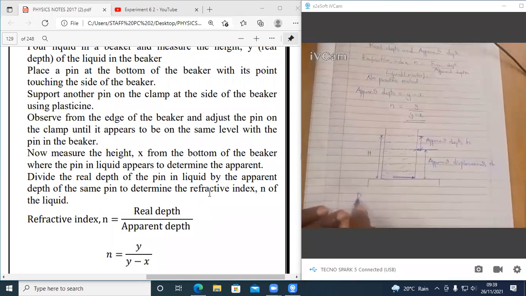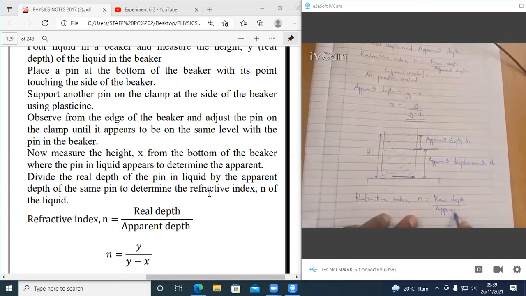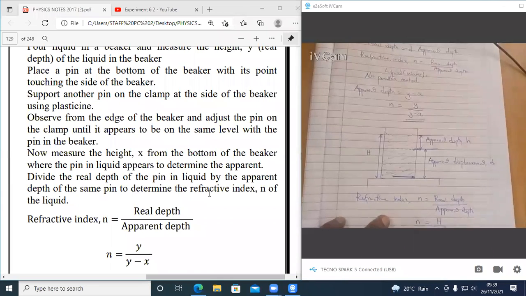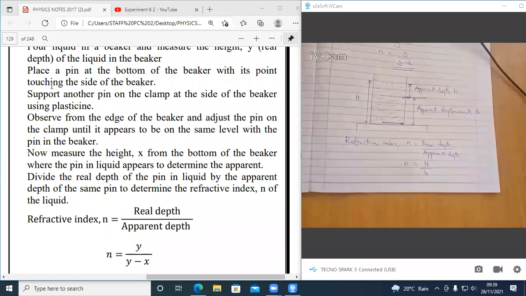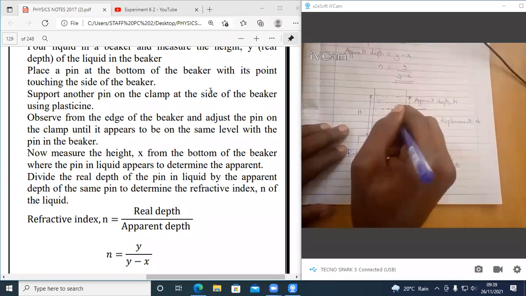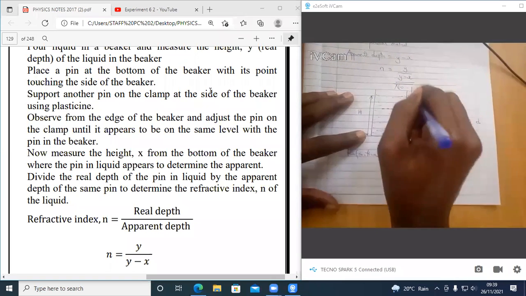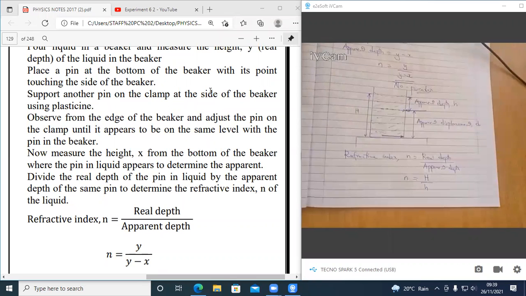So now we can say the refractive index N is equal to real depth over apparent depth. So N will be equal to, if I'm using this, capital H over small h. Members, have you seen that? What is important is to have a clear distinction between them. That's what we are trying to emphasize here. So you have to adjust this one. They must be at the same level, no parallax.